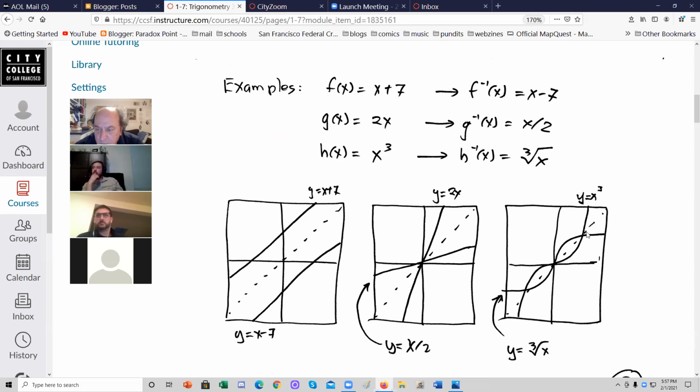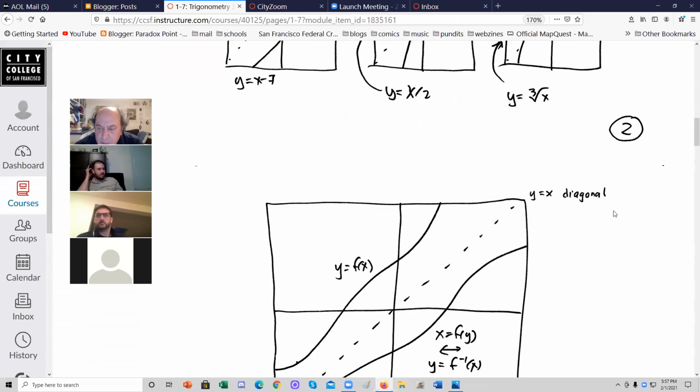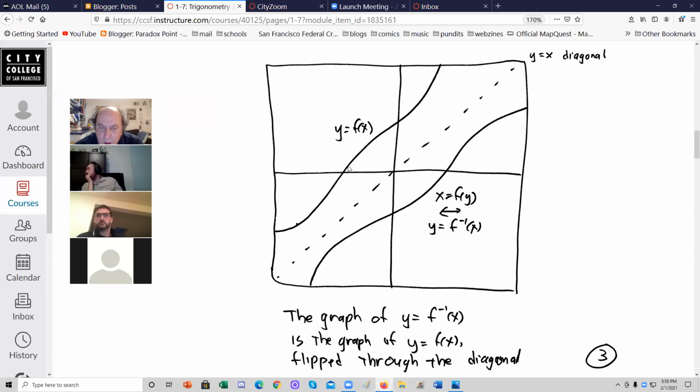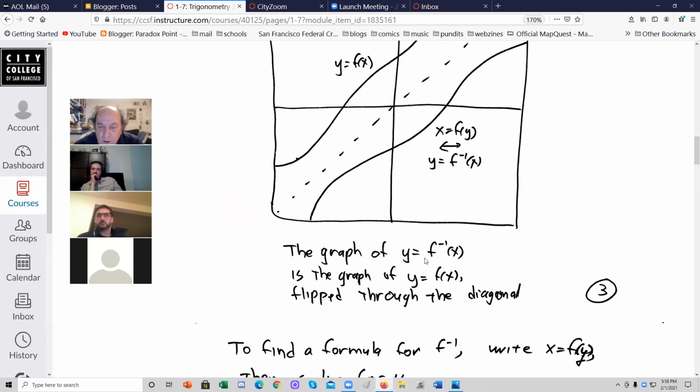Here is a graph of y equals x cubed. This is a graph of y equals cube root of x. And again, they're symmetrical to each other when you flip through the diagonal line. In general, if you have a function y equals f of x, its inverse can be found by flipping through the diagonal line like this. Because when you flip through the diagonal line, you turn y equals f of x into x equals f of y, and by definition of f inverse, that's the same as y equals f inverse of x. So you graph f inverse by graphing f and flipping through the diagonal.